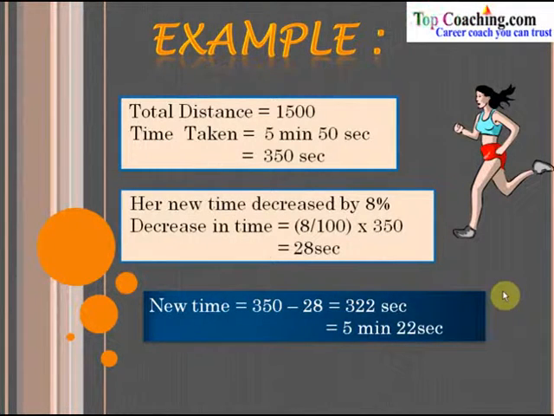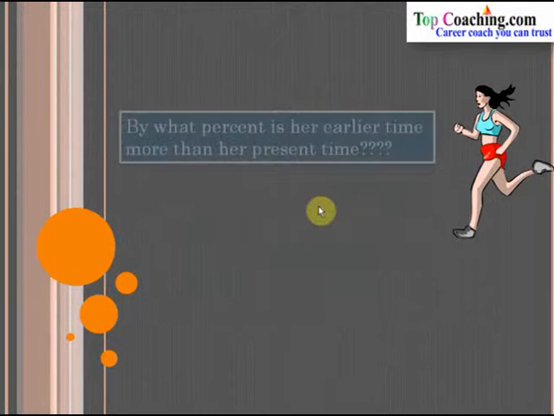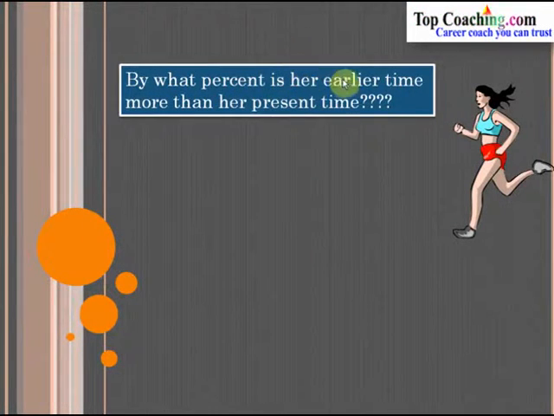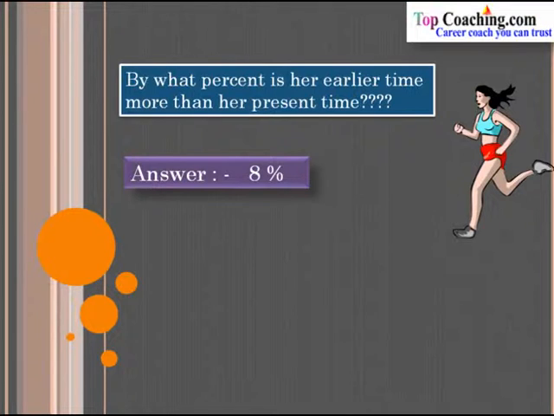So the new time is equal to 5 minutes 22 seconds, which is 8% less than the original time taken by Amy. Now, by what percent is her earlier time more than her present time? Now we have to find out by what percent her earlier time is more than her present time. There is a decrease of 8%, so the answer should be 8%. But no, the answer is not 8%.